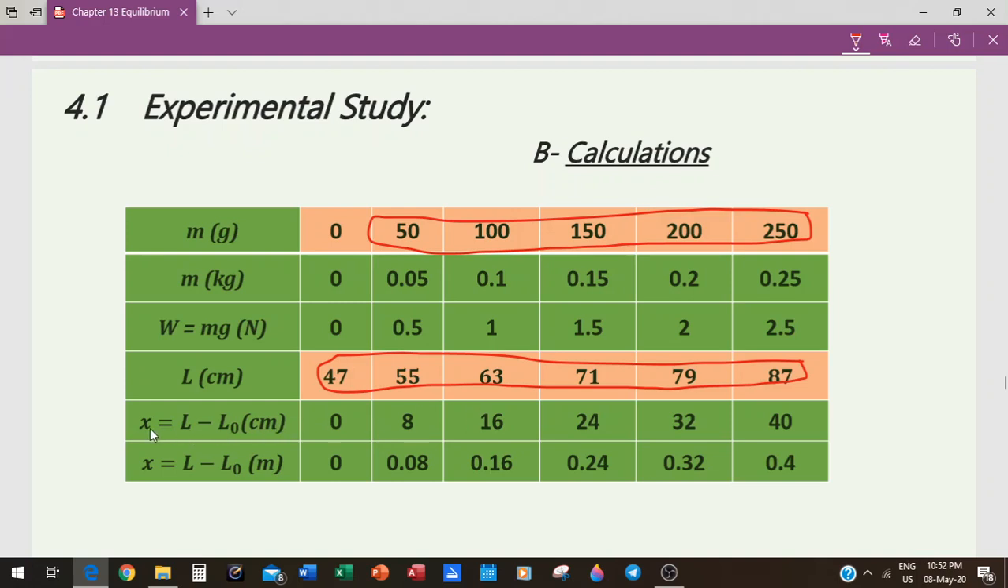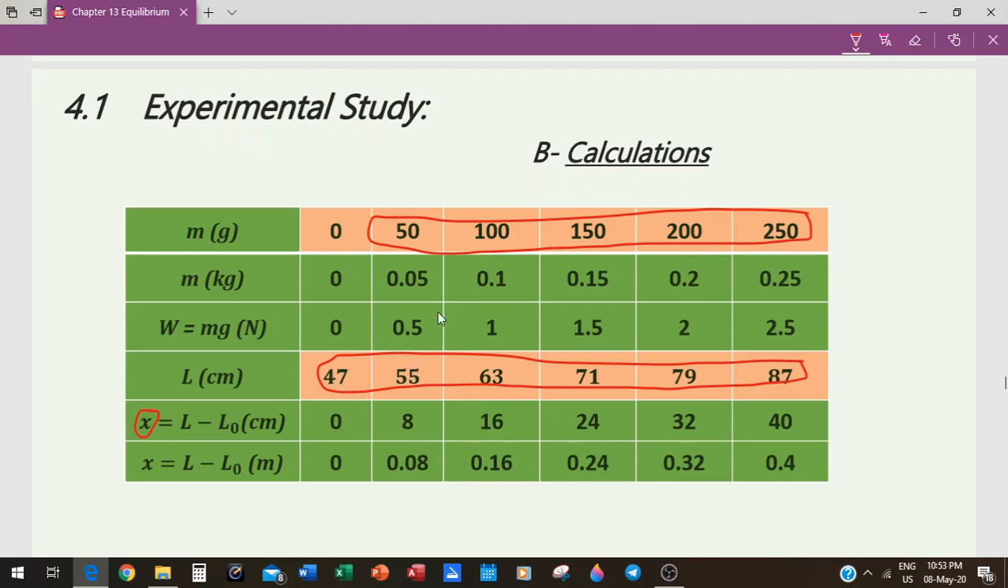Now we calculate the delta L, or variation, or x, which is also delta L, and it is the elongation. How much is the spring elongated? X equals L minus L0. At the first, when the mass is 0, the spring was 47, and there is no elongation here. 47 minus 47 is 0.